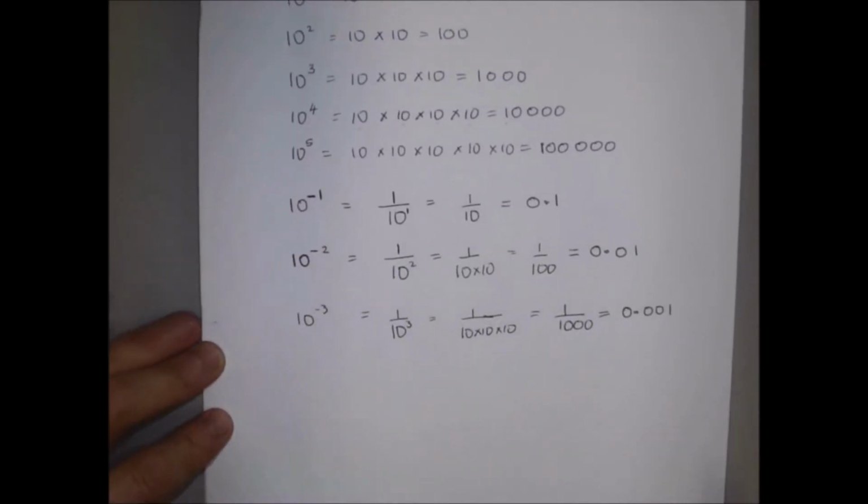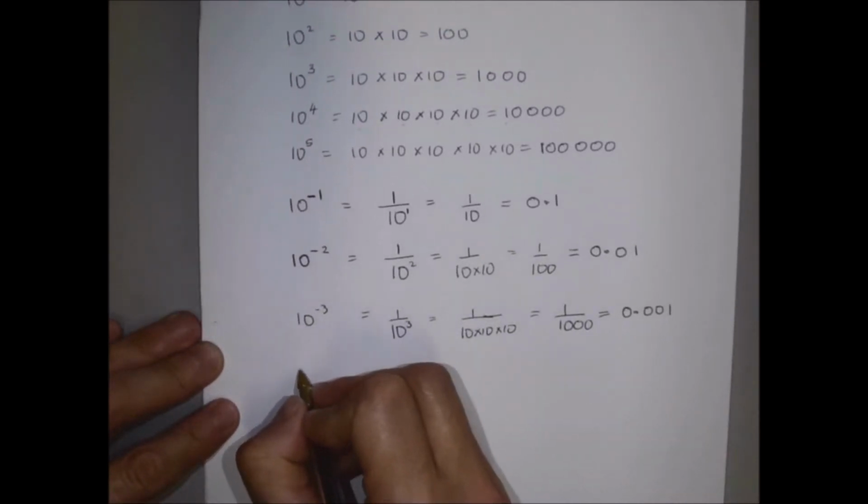10 to the minus 3 is 1 over 10 cubed, which is 1 over 10 by 10 by 10. That's equal to 1 over 1,000, 1 and 3 zeros. And that can be written as 0.001. And I'll do one more just to get you in the swing of it.